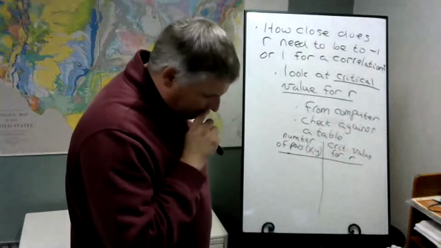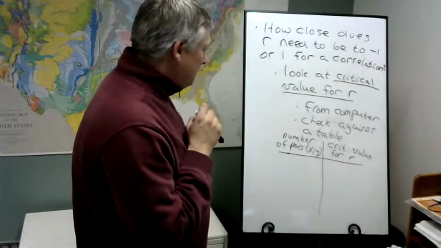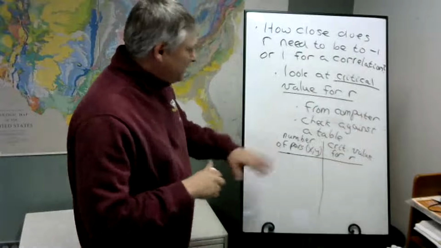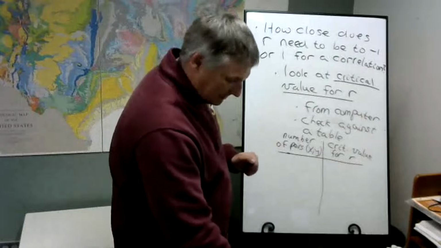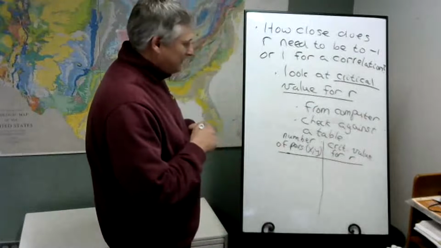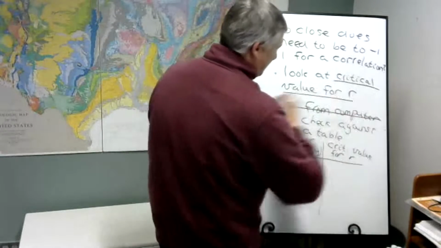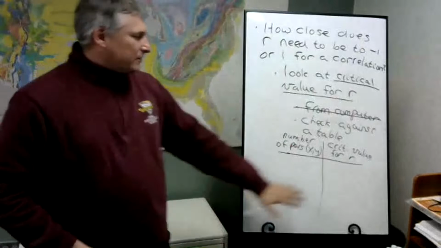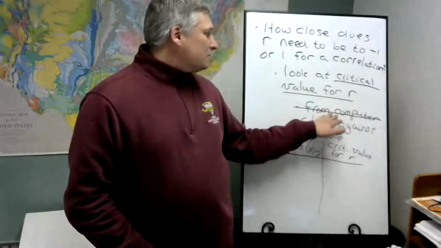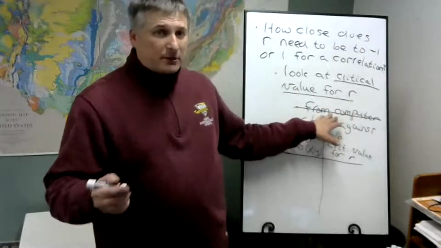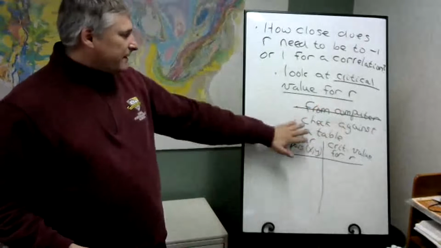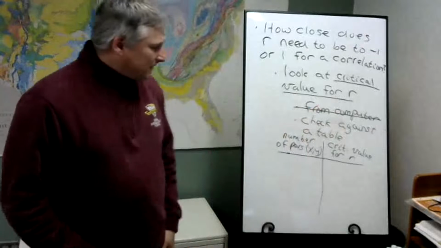And what you're going to do is, well, actually, let me take a look at this. I think I'm getting this mixed up just a little bit. Oh, so let me cross this out. We're going to get the critical value from the table. We're going to use the R value that we get from the computer. So the critical value for R we're going to get from a table.